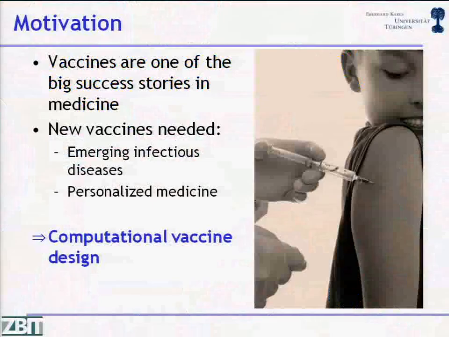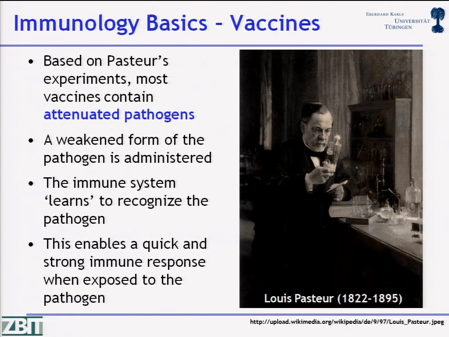So vaccines are one of the key achievements of medicine, one of the big success stories. But as you well know, there aren't vaccines for everything. Swine flu is just one of the latest things where you can see that there is a need for new vaccines, also for the quick development of vaccines for emerging infectious diseases, and also for personalized medicine. Personalized medicine means we also need personalized vaccines. And there is a need for computational vaccine design that might help to speed up the process of designing and developing a new vaccine. So when we talk about vaccines, what's really going on there?